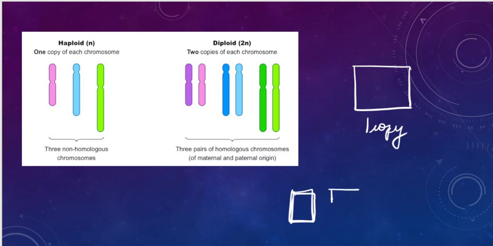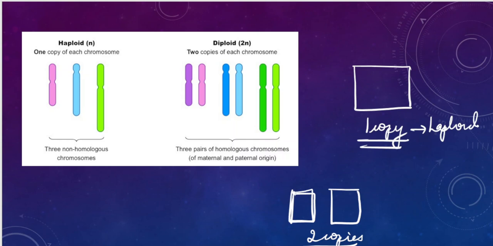I have two copies of it. So this is two copies. When we have one copy, then we say it is haploid. When we have two copies, then we say it is diploid. Haploid means just one copy. If I want to say one copy of a chromosome, then I will say haploid, one copy. Like haploid number of chromosomes means one copy of each chromosome.